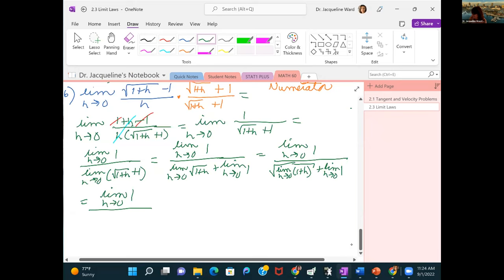And then you can use the sum law inside there. So it's the limit of the first plus the limit of the second. That's an h. And now you can use laws 7 and 8, direct substitution and the limit of the constant is just the constant. So you have in here a 1 plus a 0. And the square root of 1 is 1.